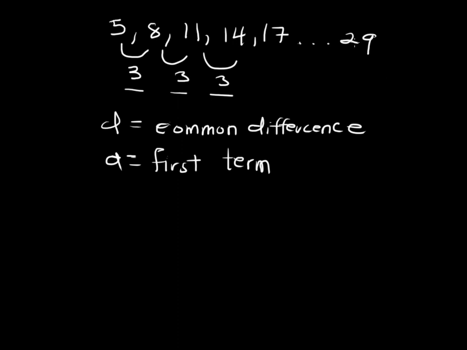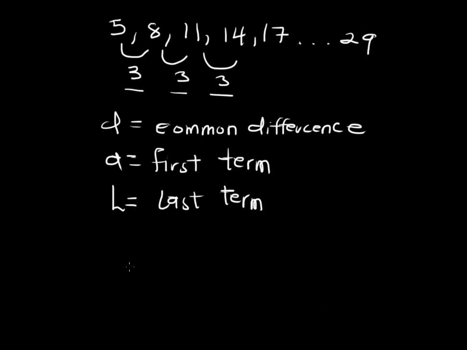Now we have 29. 29 is our last term. This we should pay particular attention to. As we move on, I think we will know why. So L is our last term. Now we've been able to define these parameters in arithmetic progression.